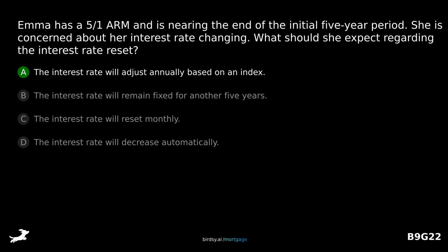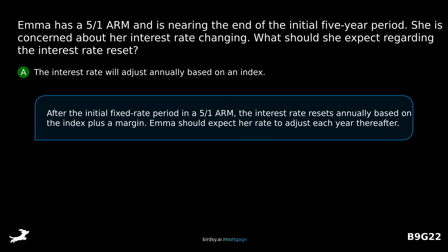The answer is A, the interest rate will adjust annually based on an index. After the initial fixed rate period, in a 5-1 ARM, the interest rate resets annually based on the index plus a margin. Emma should expect her rate to adjust each year thereafter.